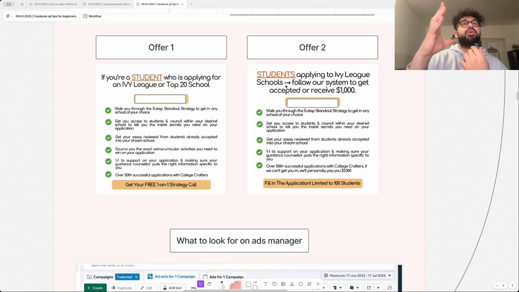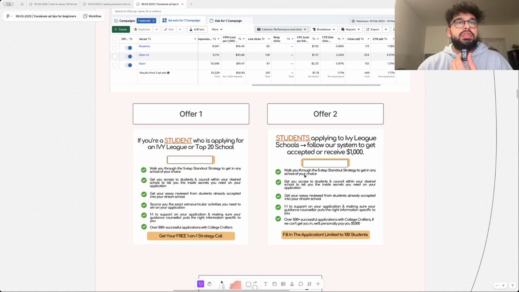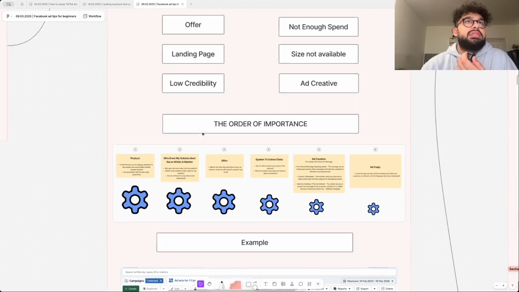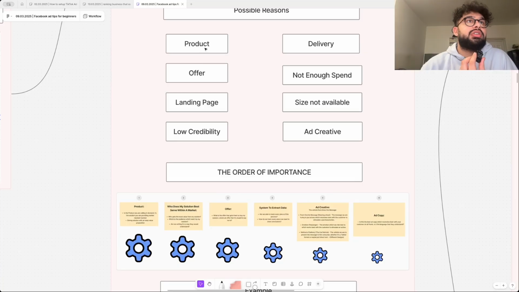Now it's up to you how you want to do it on the back end. You might not have to be that aggressive, even put $100, right? But you can see here it's purely an offer problem. That's why I would focus on the number 1 things. So most of the time it's going to be your product or your offer.